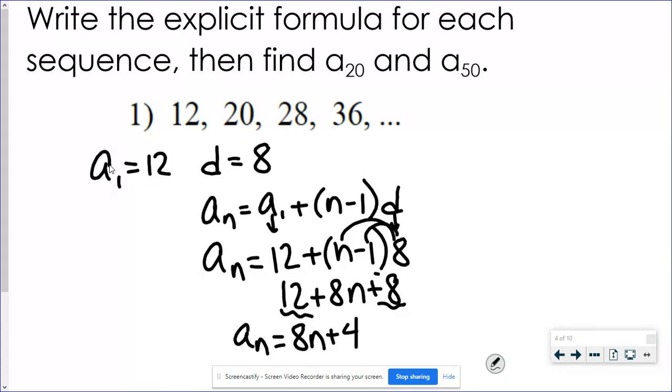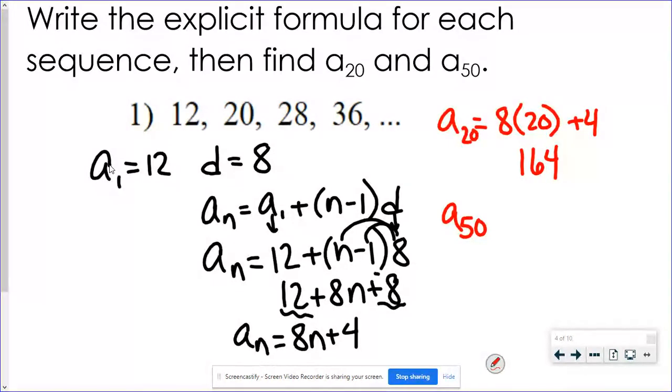If I wanted to find the 20th and the 50th terms, all I have to do is substitute in those numbers for the n. So a sub 20 is going to be 8 times 20 plus 4. Well, 8 times 20 is going to be 160, plus 4 is 164. So without having to write out 20 terms in my sequence, I can say that the 20th term would be 164.